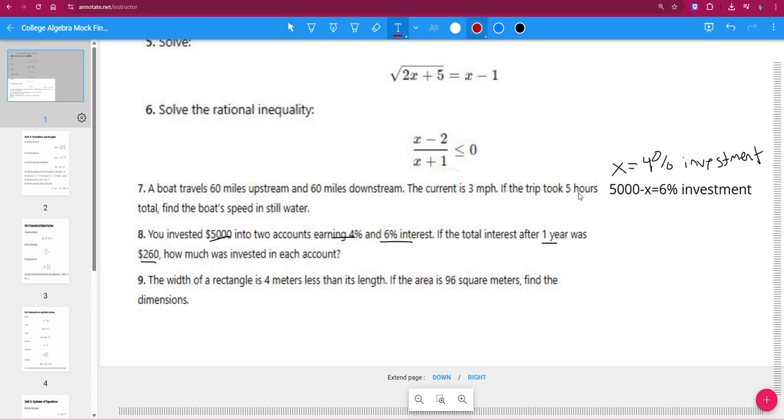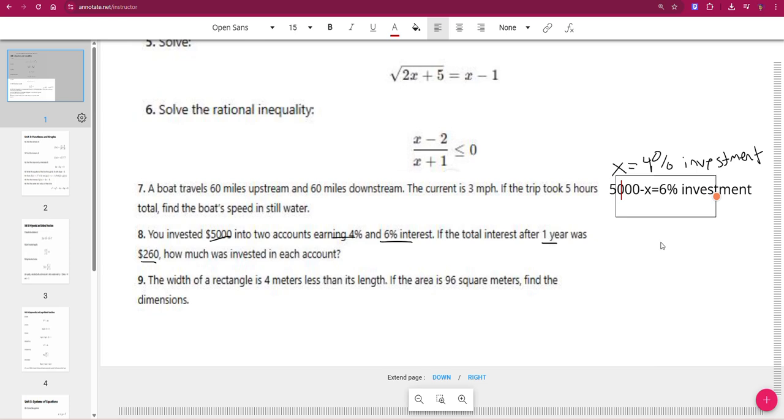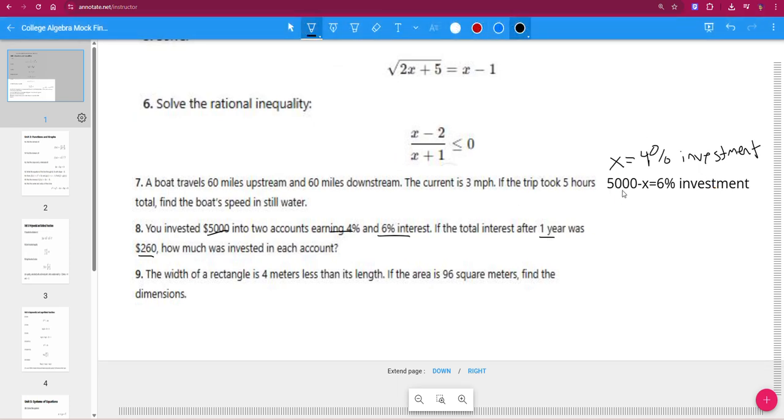So if I look at this then, this is my interest. X is the amount invested in the 4% investment. 5,000 minus X is the 6% investment. So if I set it up like this, 0.04 X, because that's the amount invested, and multiplying it by 0.04 is going to give me the interest, and 0.06 or 6% is going to multiply by the amount that was in there, so 5,000 minus X.